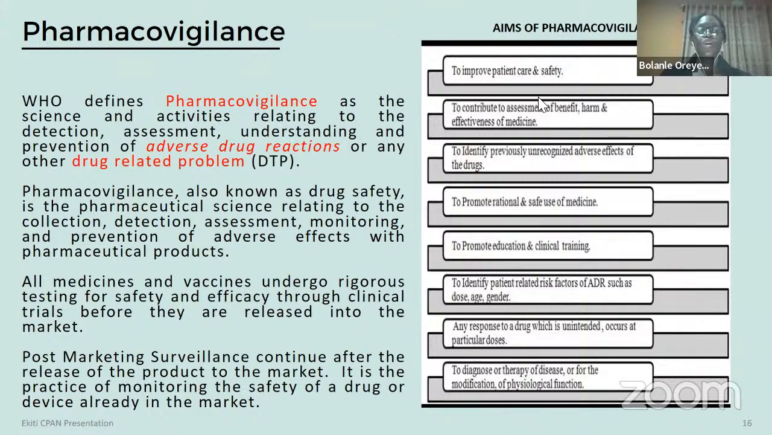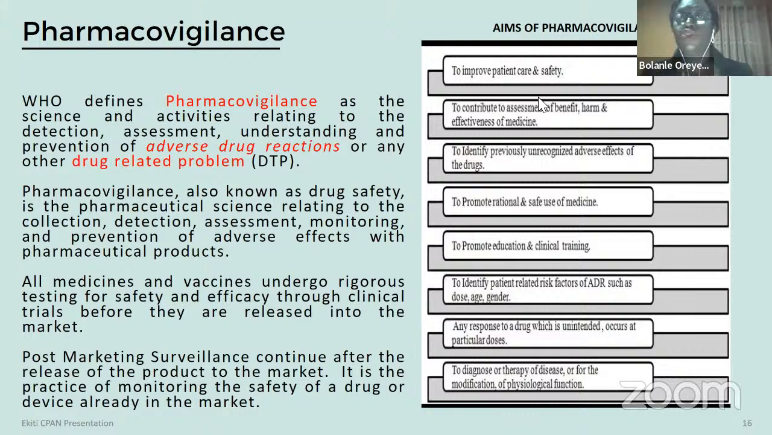with pharmaceutical products. All medicines and vaccines undergo rigorous testing for safety and efficacy through clinical trials before they are released into the market. Post-marketing surveillance continues after the release of a product to the market. It is a practice of monitoring the safety of a drug or device that is already in the market. Pharmacovigilance simply means shine your eyes when it has to do with drugs.